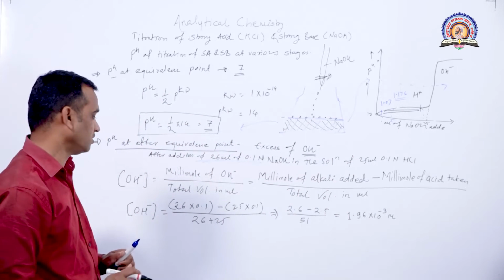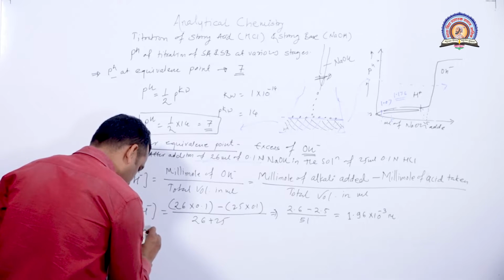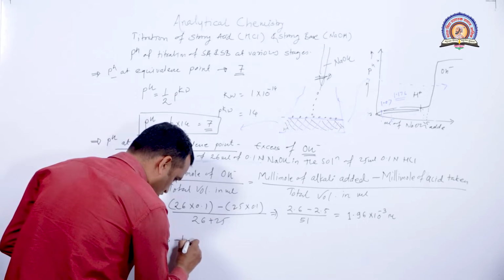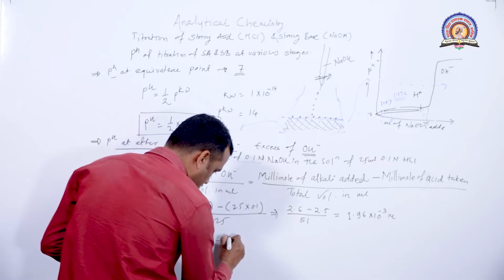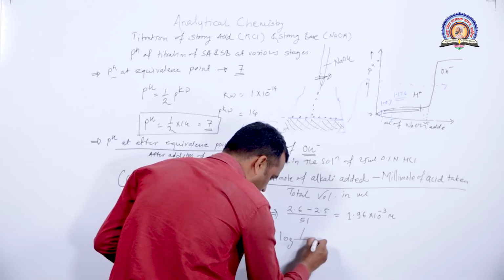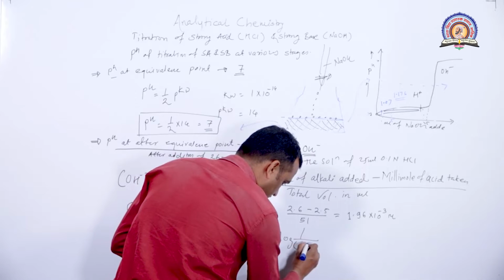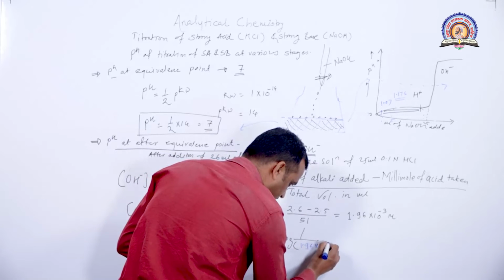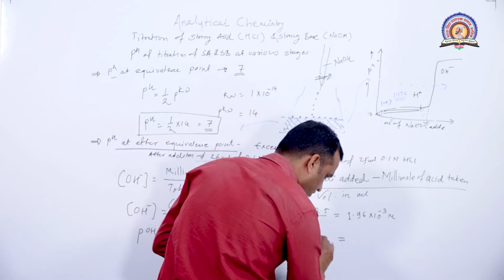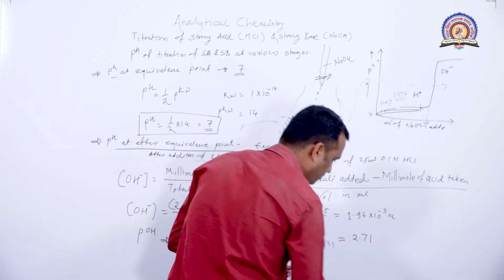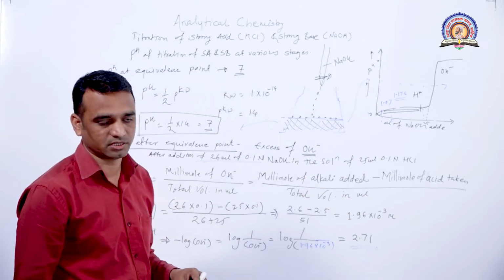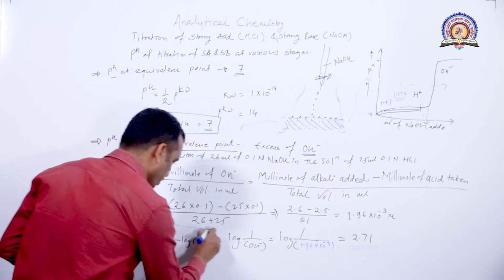10 raised to minus 3 molar. From this, we calculate the pOH here, not pH, because of the OH minus ion. So negative log of that OH minus ion is equal to log of 1 upon that OH minus ion, which is equal to log of 1 upon 1.96 into 10 raised to minus 3. And from this, we got the pOH, that is 2.71.